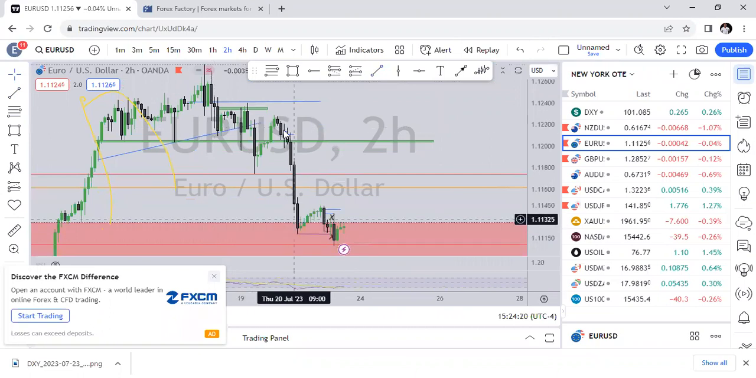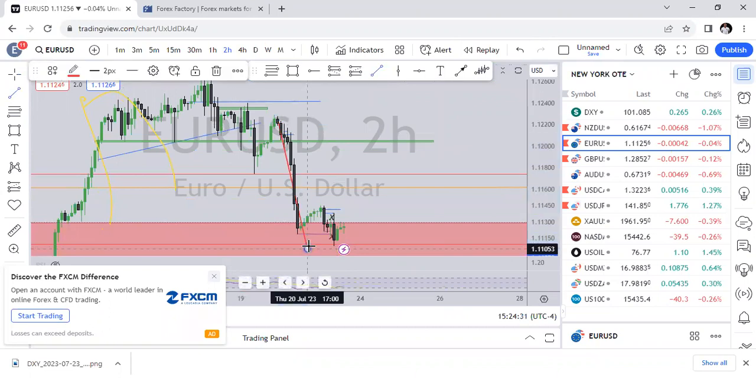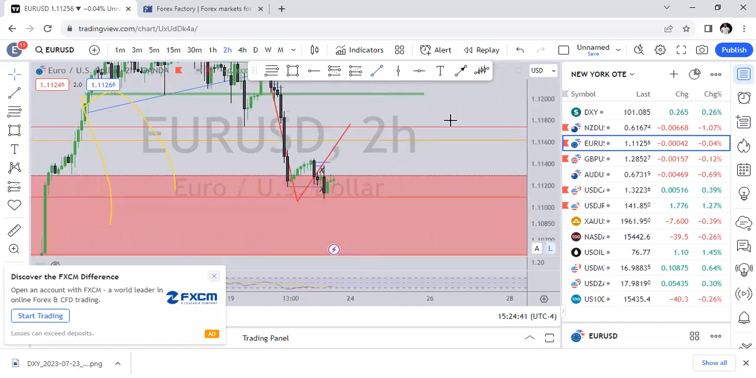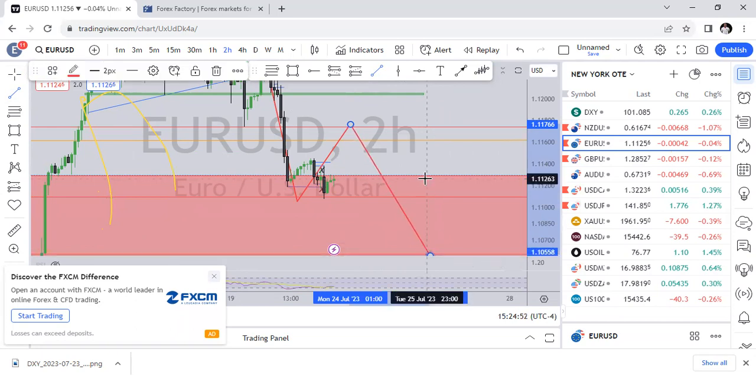So we could look at this now. We could focus on this. This is an impulse. This one now is a minor structure. We can expect to get a pullback, and then participate in this sell that will bring it to that level where we are expecting it to get to.